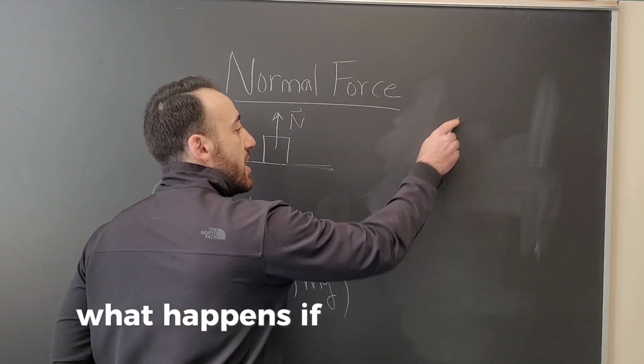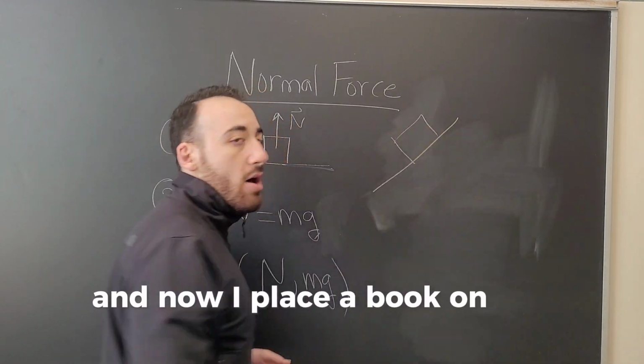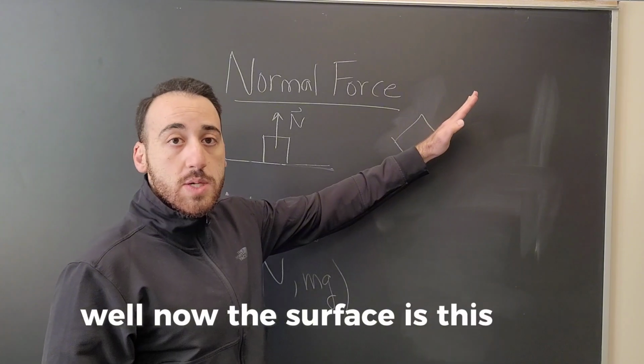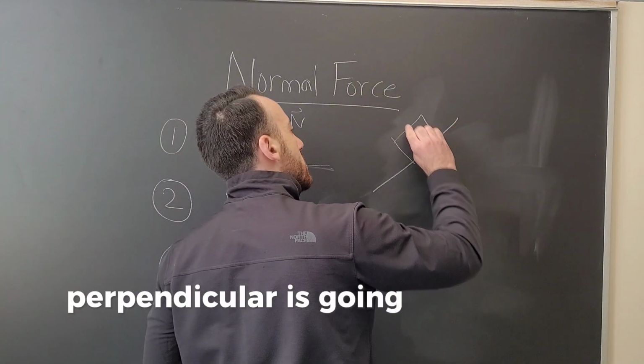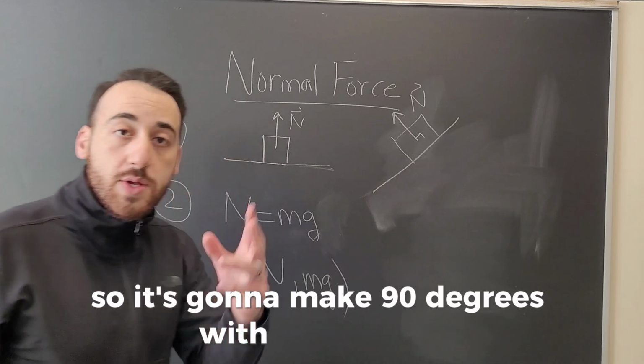But what happens if I tilt the surface and now I place a book on my surface? Well, now the surface is this way, and so perpendicular is going to point in that direction. So it's going to make 90 degrees with the surface.